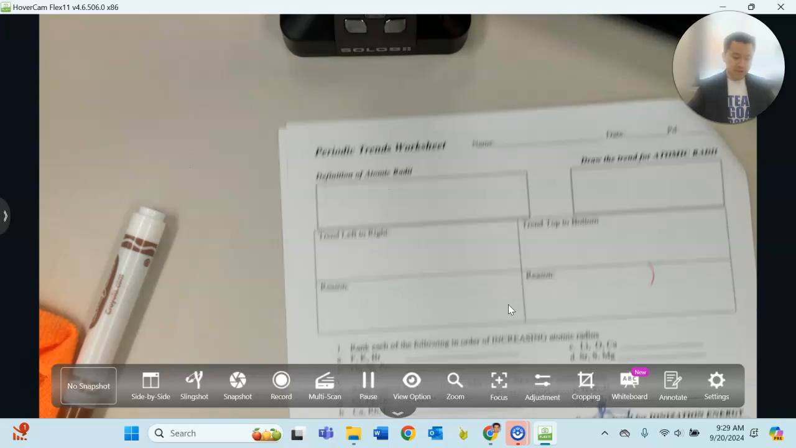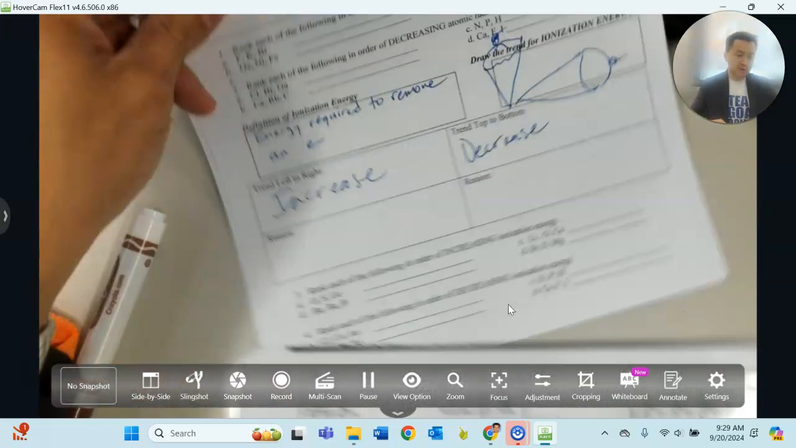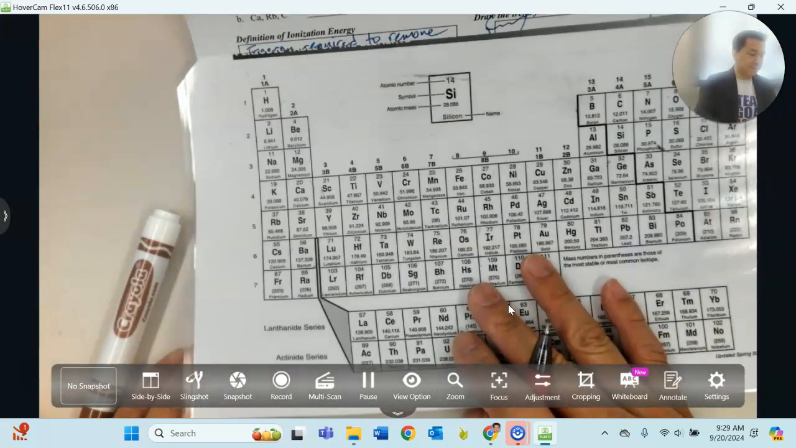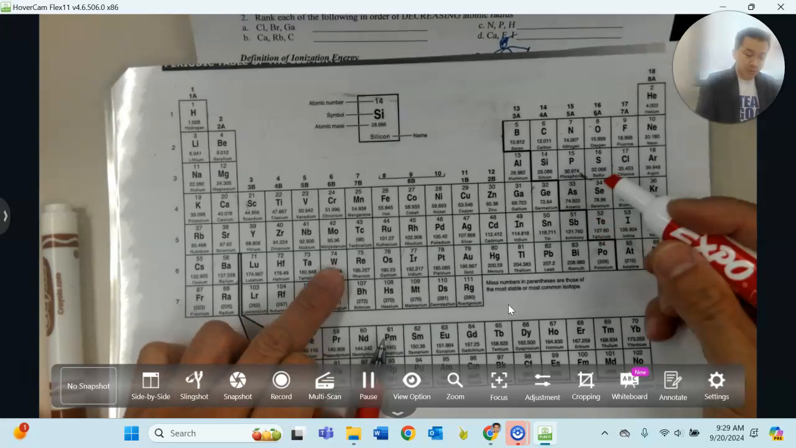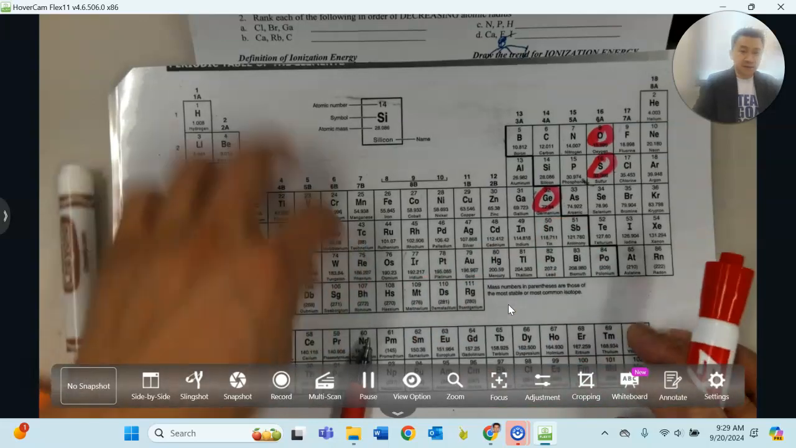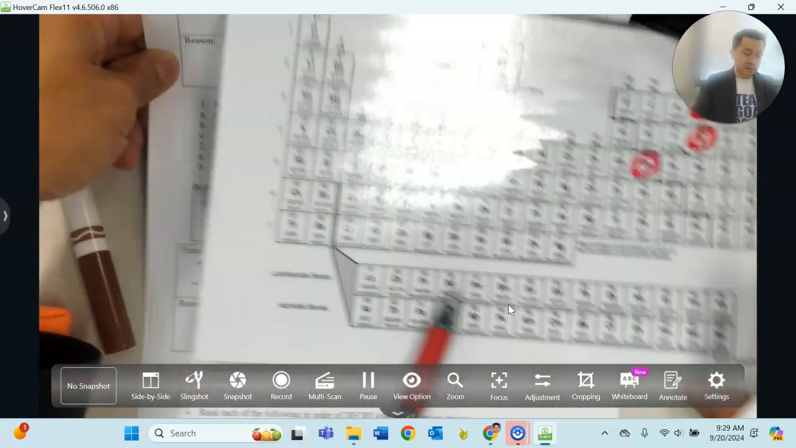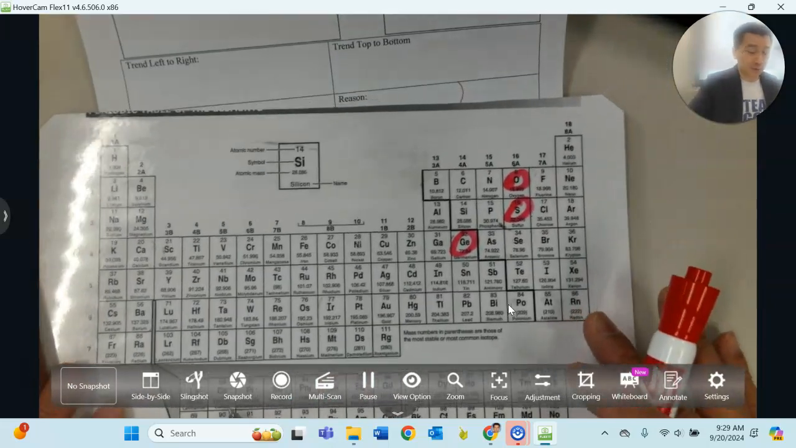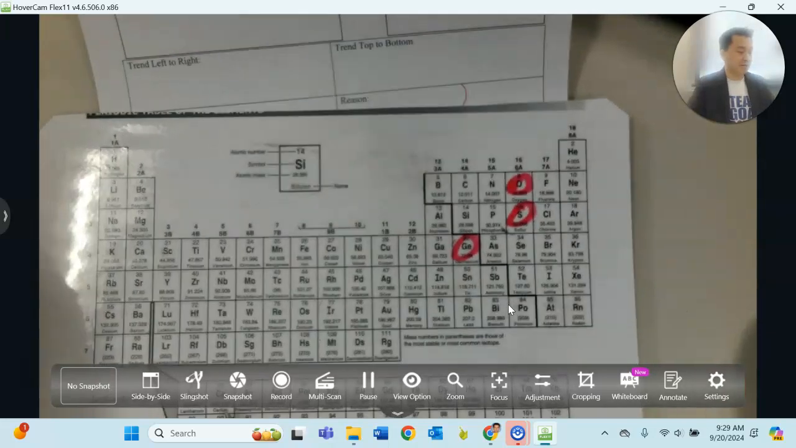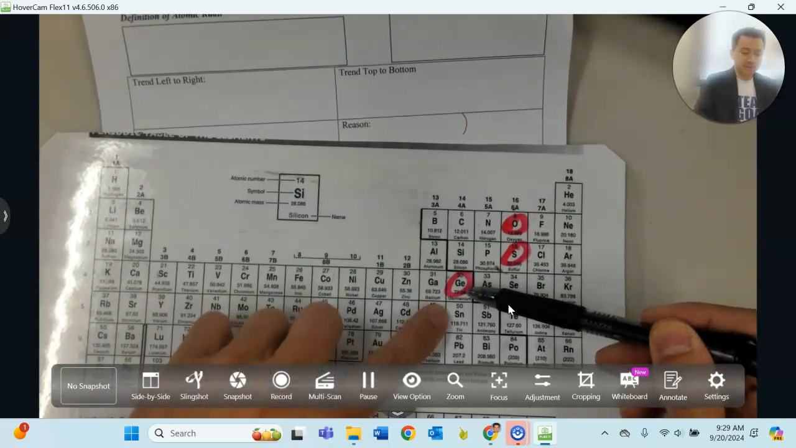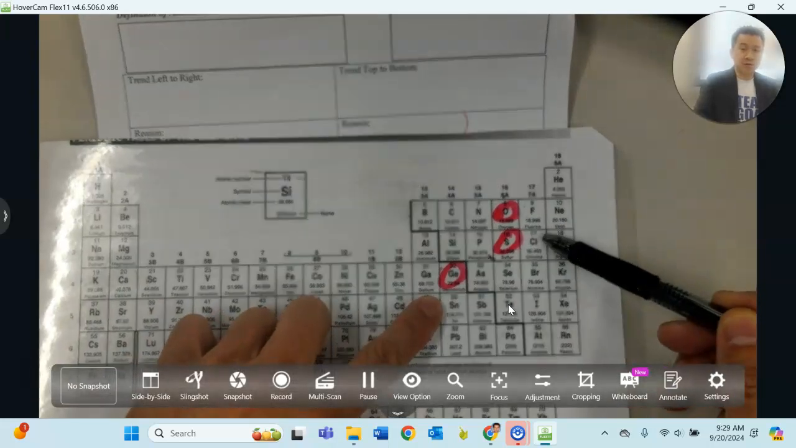So that's that. And so as we practice, if you look at the practice words here, O, S, and Ge, you mark it with a marker. We put them in order of increasing. Increasing means from smallest to largest, lowest to highest. So for ionization energy, we want to focus on lowest to highest. So the lowest one would be the biggest atom in size. So germanium is going to be the lowest, and then sulfur, and then oxygen.